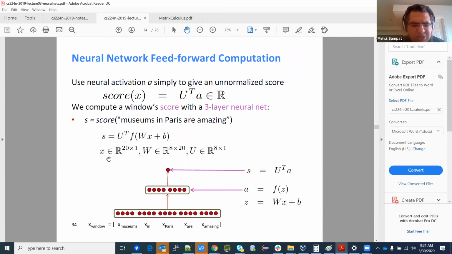So for example, I think going through the sizes is important. X is a 20 cross 1 vector, and then your weight matrix is 8 cross 20, and then finally you have a single score, right? You get a single score for each window. So you can compute a score for each window.